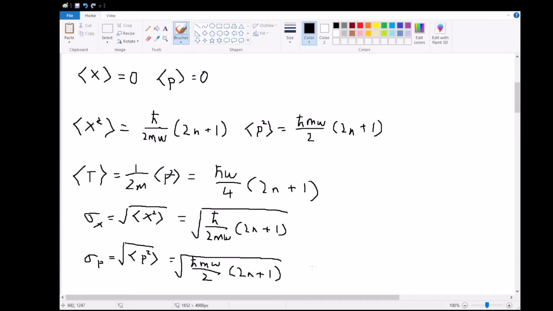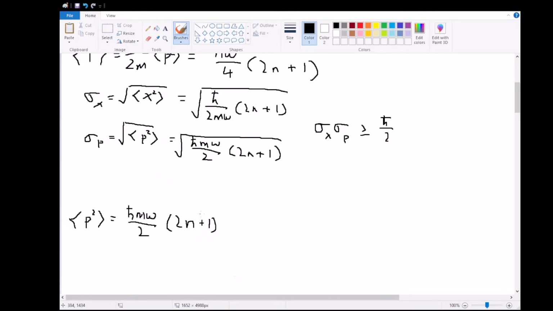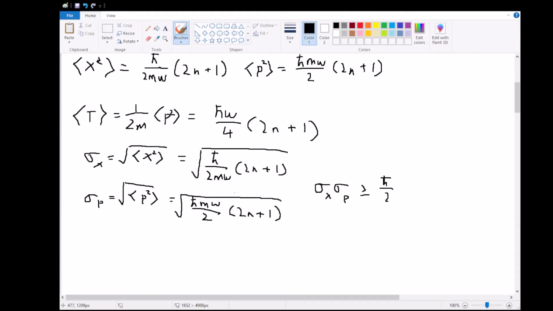And then to verify the uncertainty principle, we need to show that the standard deviation in x, or the error in x, times the error in p has to be greater than or equal to h bar over 2. So if we multiply these two together, whoops, I forgot to erase this. Yeah, so if we multiply these two together, the h bar comes outside, and then also the 2n plus 1 comes outside, because these are common terms for both the standard deviation in x and the standard deviation in p. What we're left with is m omega at the top and m omega at the bottom, which both cancel, and then 2 at the bottom for both, so that comes out as well. So h bar over 2 times 2n plus 1.